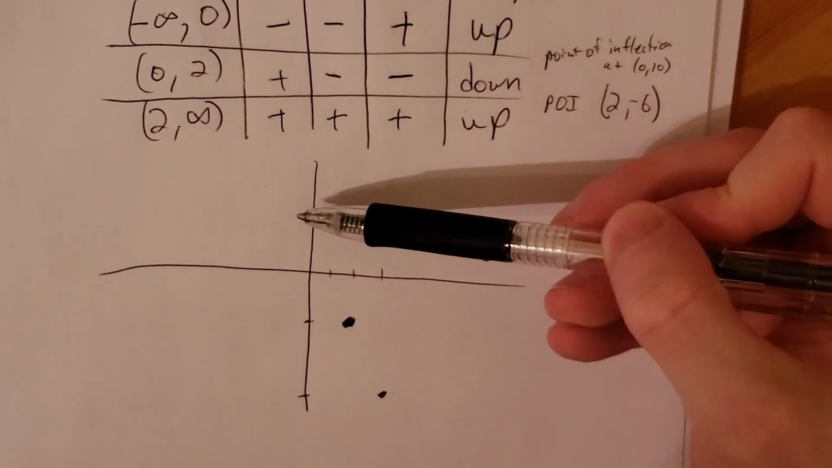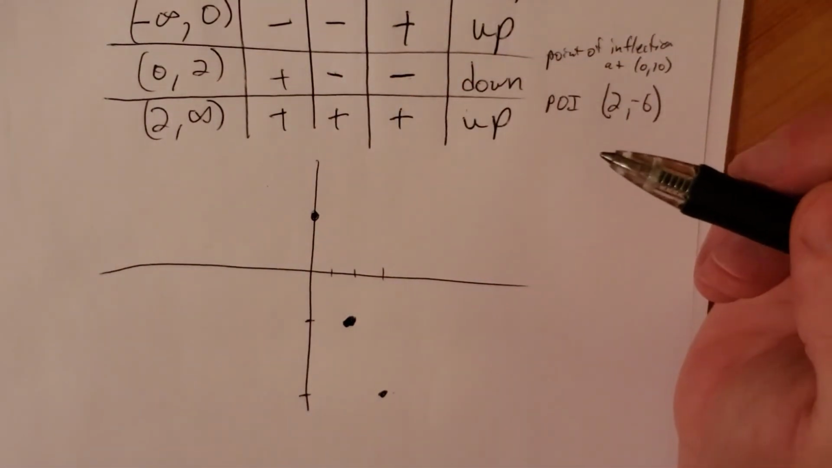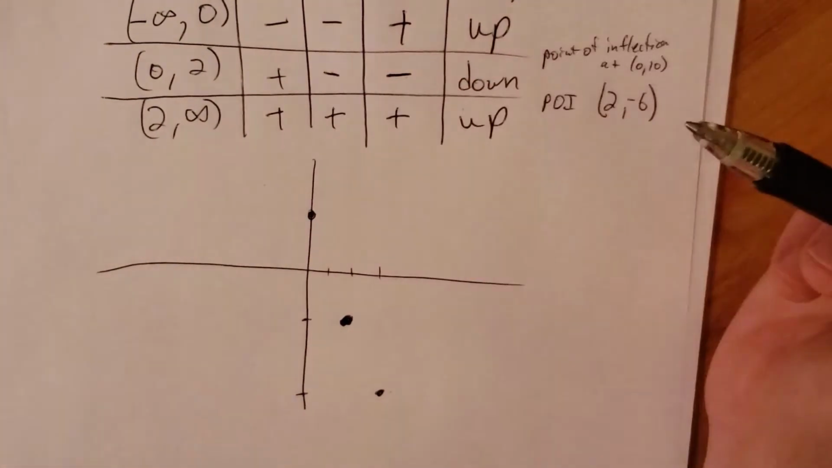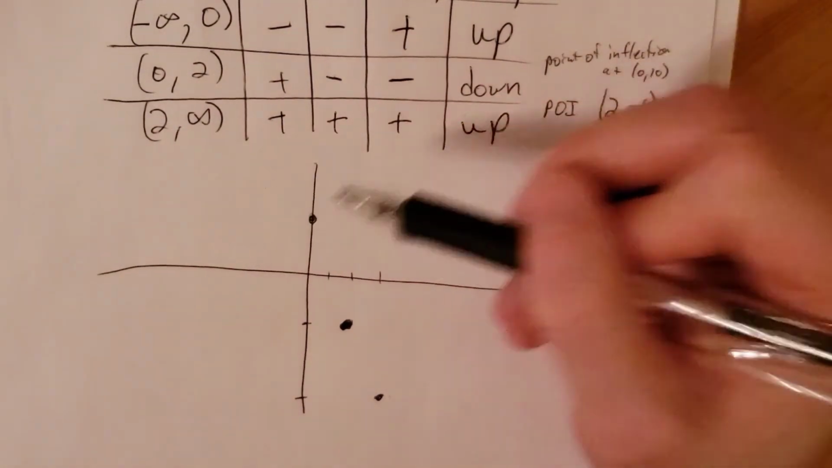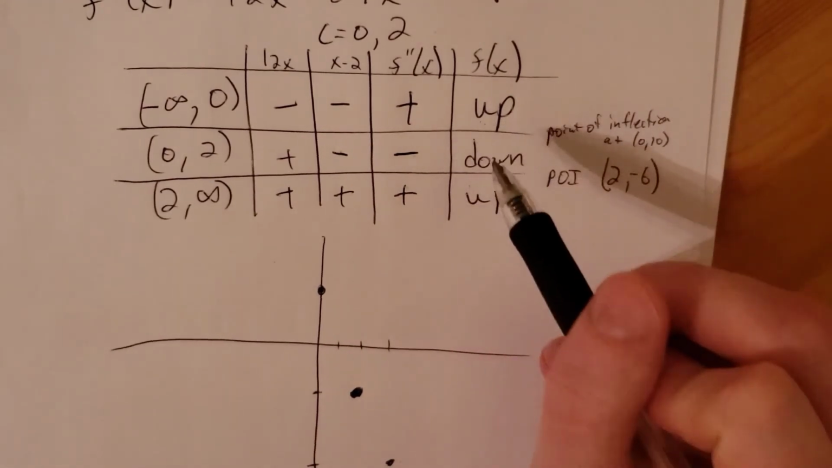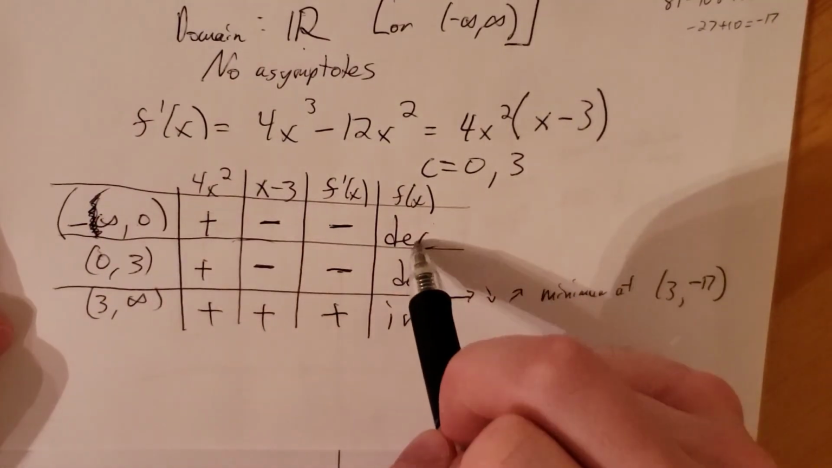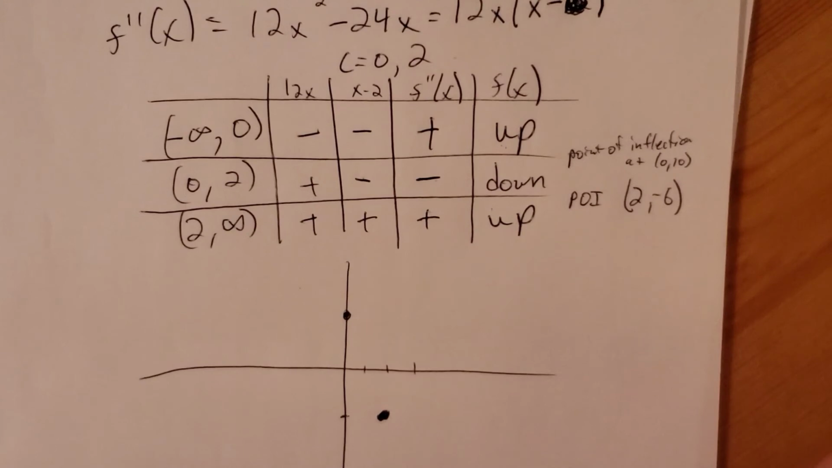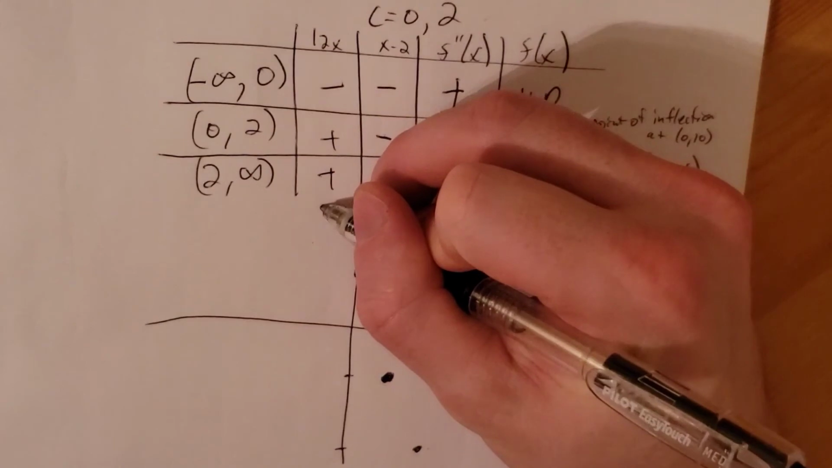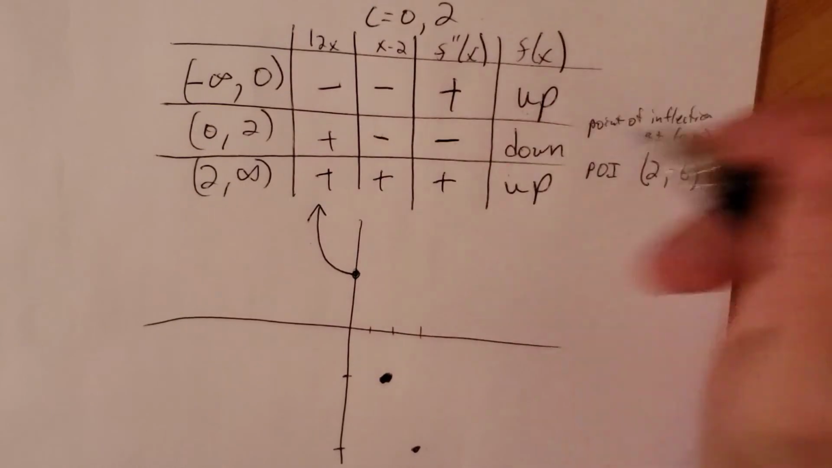First off, as x goes to negative infinity, the function shoots off upward. When we talked about asymptotes earlier, we said there are no asymptotes, and that's because the function shoots off upward. Moreover, from negative infinity to 0, our second derivative tells us we are concave up. Our first derivative from negative infinity to 0 is decreasing. So we want a decreasing but concave up function. Reminder, that means the function looks like that on that interval.